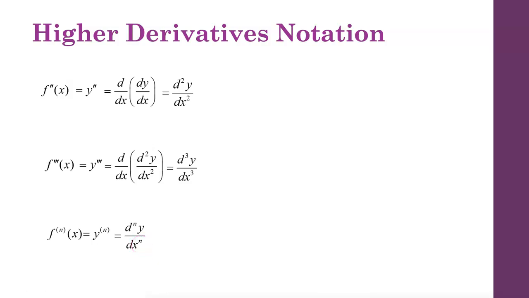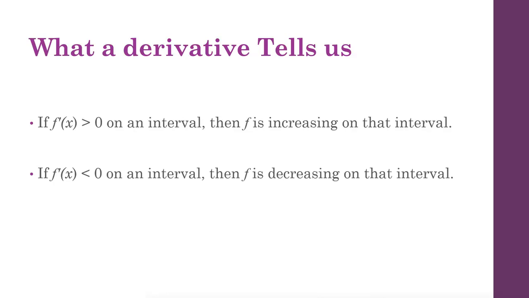Okay, and now that we've talked about derivatives in general, just to summarize what the derivative tells us. If my derivative function is positive on an interval, then my function itself is increasing, because remember, the derivative gives me the slope of a function. And if it is negative, then my function is decreasing. And in the next section, we're going to talk about a faster way to find derivatives of various functions.